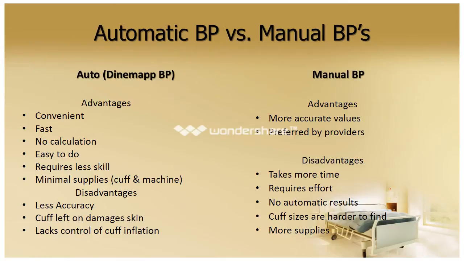Some disadvantages of the automatic cuff is, again, there is less accuracy. A cuff left on the skin causes damage, and the pump is not aware of how hard or how high to inflate the cuff when a blood pressure is taken. So often we see patients that complain of pain when they're having this blood pressure taken by the automatic cuff. Be aware of that, because this may be one of the reasons that patients refuse to have their blood pressure taken, because of the discomfort that it causes.